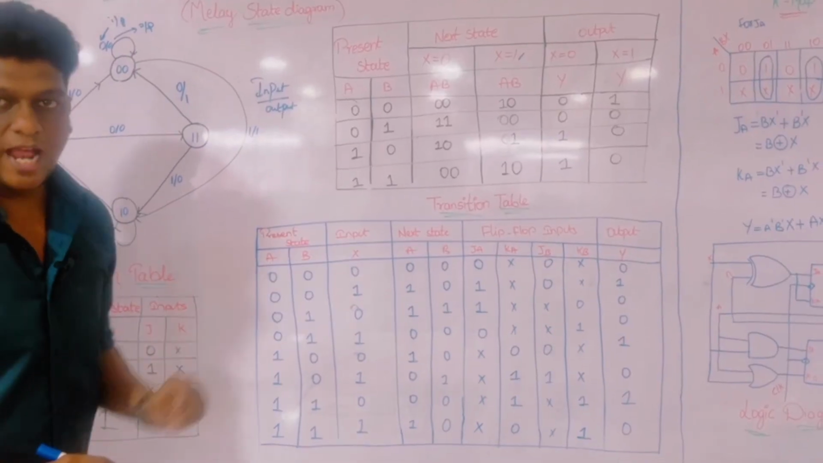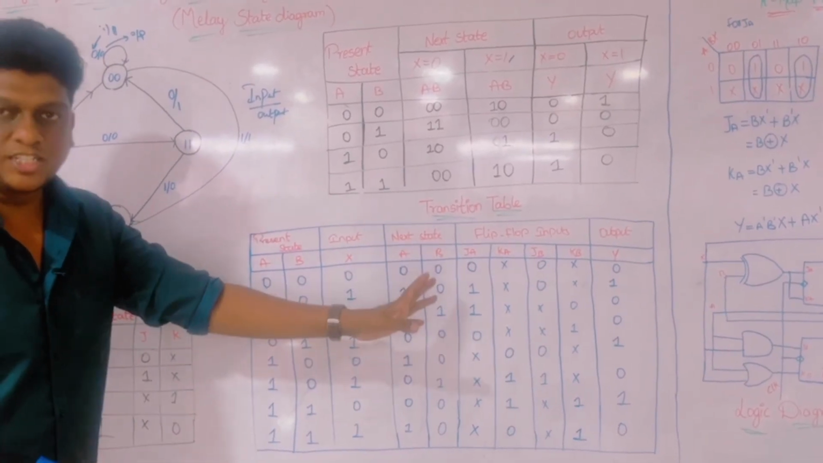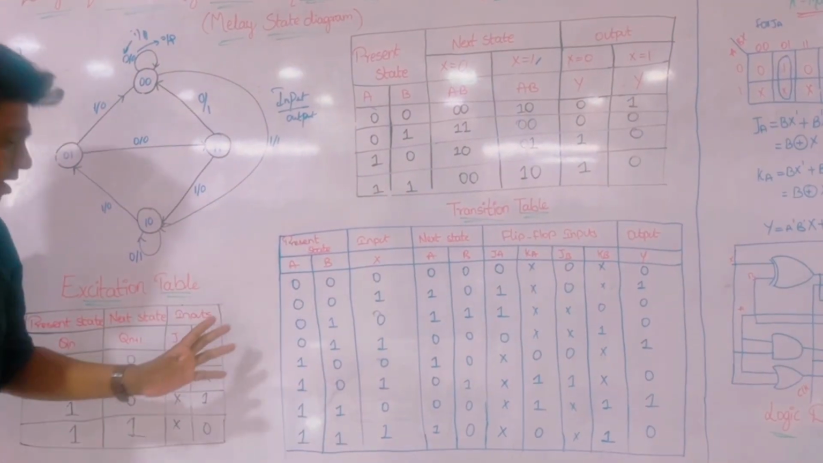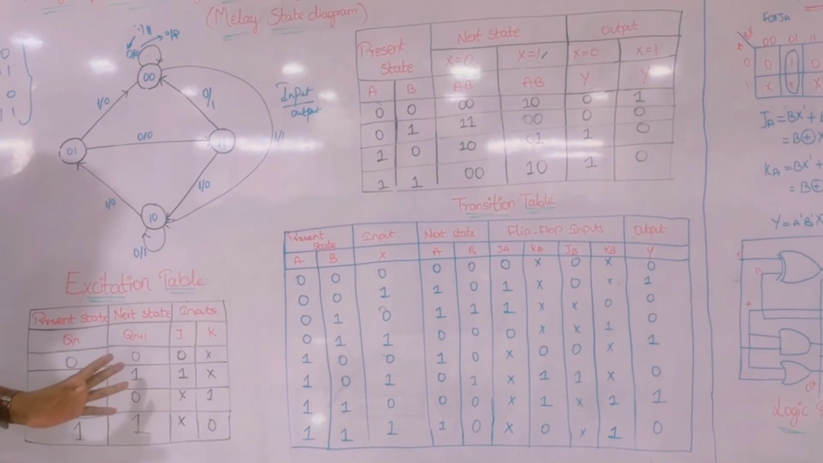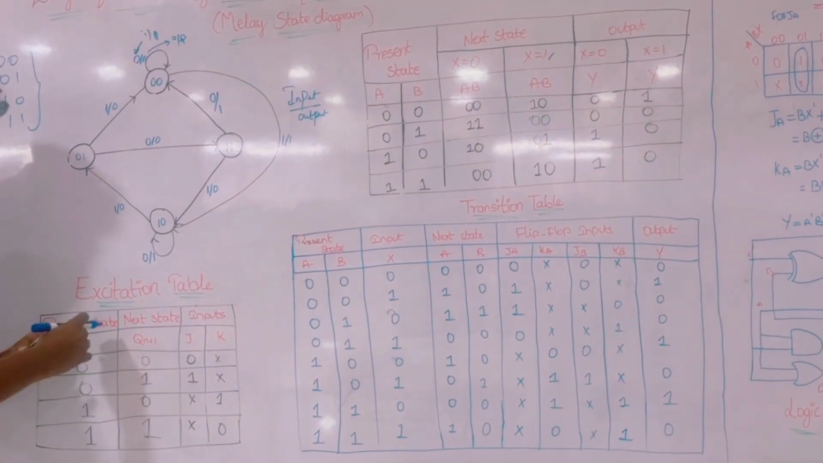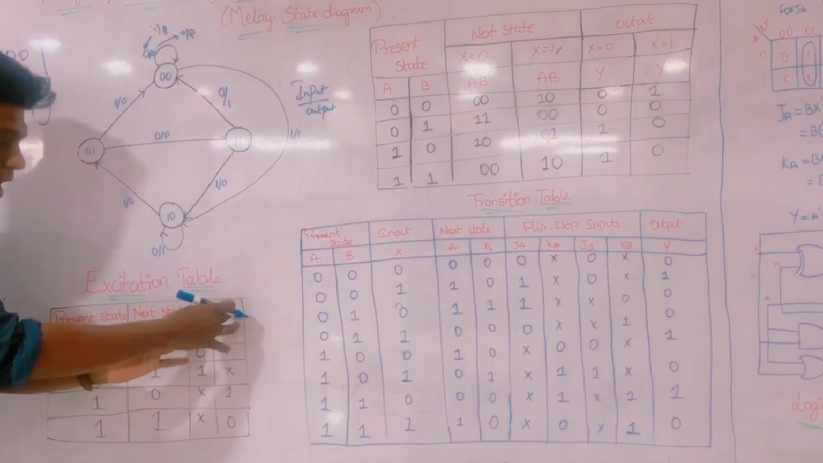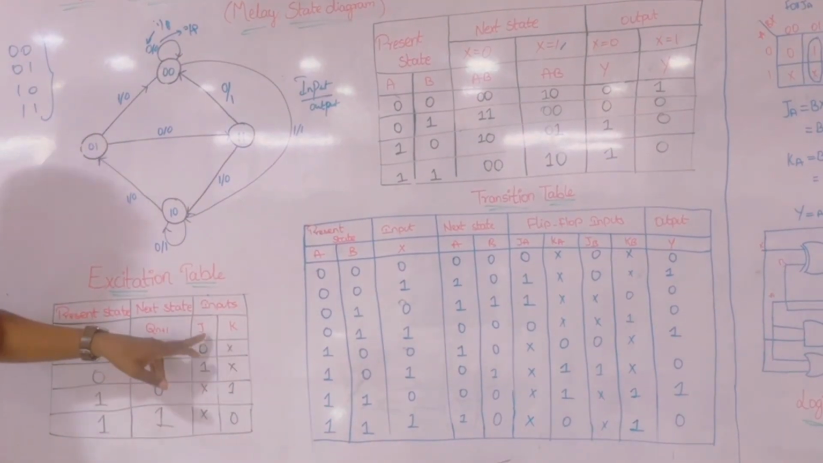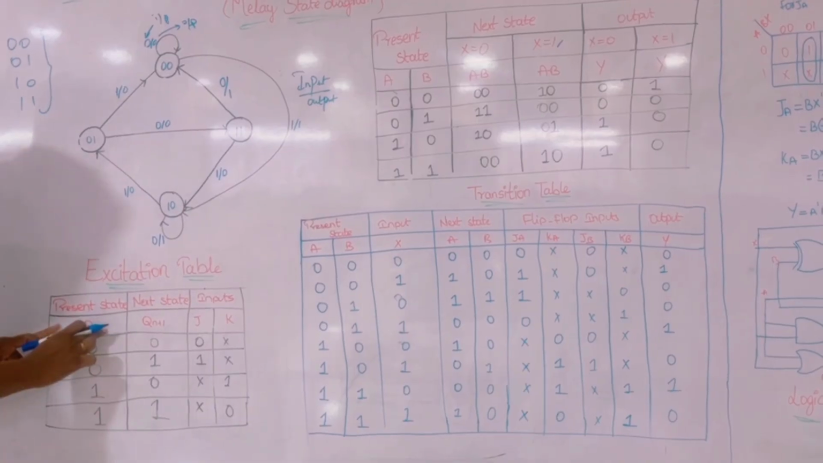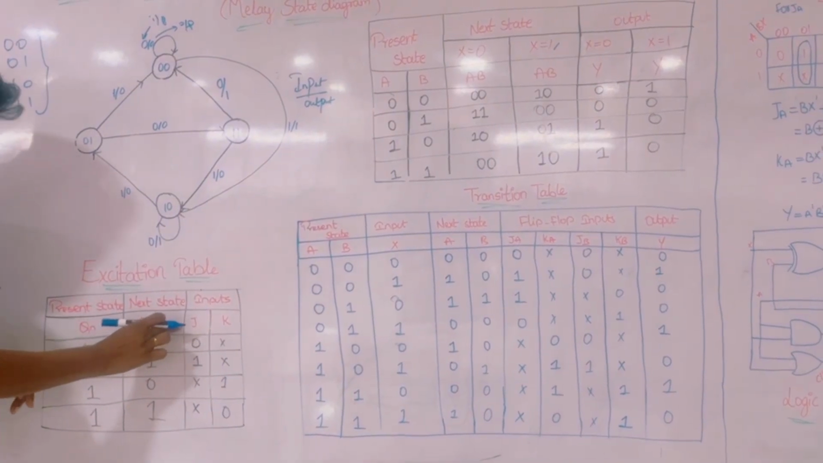Next step is the transition table. We have to draw the transition table to obtain the flip-flop inputs. The transition table is found with the help of the JK flip-flop excitation table. As we already know, for the present and next state, we have to obtain the inputs. Here we are using JK flip-flops. So Qn is the present state and Qn+1 represents the next state.